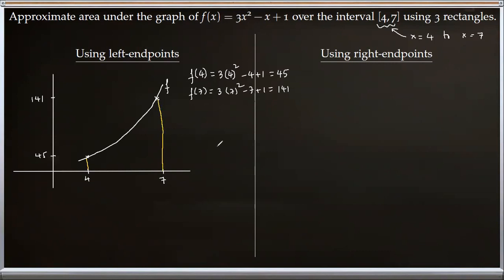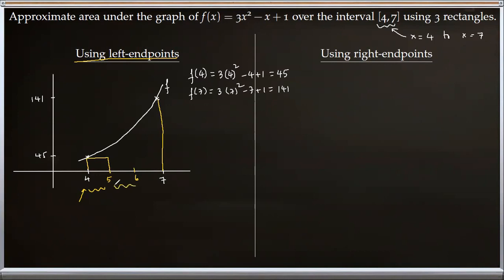So this area, and the problem says using three rectangles. So we want to divide the interval from 4 to 7 into three equal rectangles. We can do that by taking a width of 1 unit for each rectangle. So we can do 5, 6, and 7. And here we are using left endpoints. So at each sub-interval, we are going to use the left endpoint. So at this interval, we will use 4. So we will draw the height of the rectangle at 4. So our rectangle will look like this one.